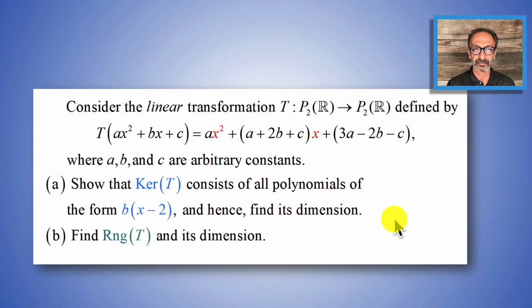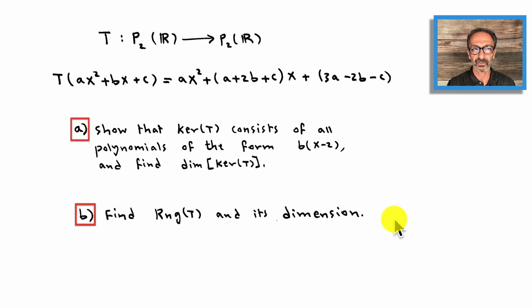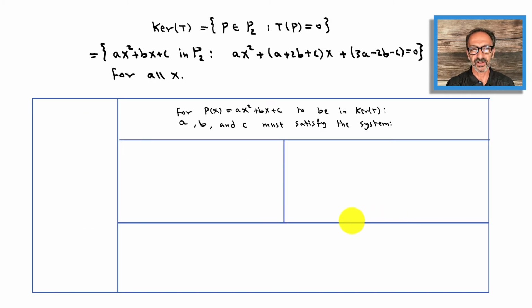Here's the problem again, and now we need to slow down and show the kernel. Well, the kernel by definition is when you have vectors in P2 such that the outputs are equal to 0 for all x. But for P of x to be in the kernel, everything has to be zeros in terms of A and B and C. They must satisfy the following system.